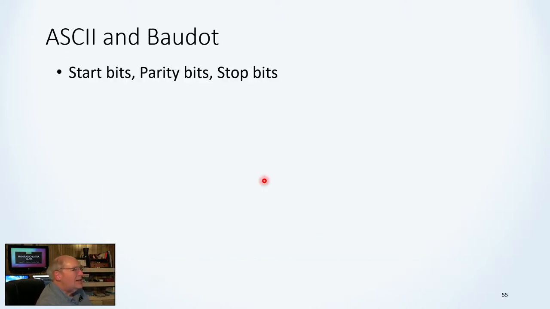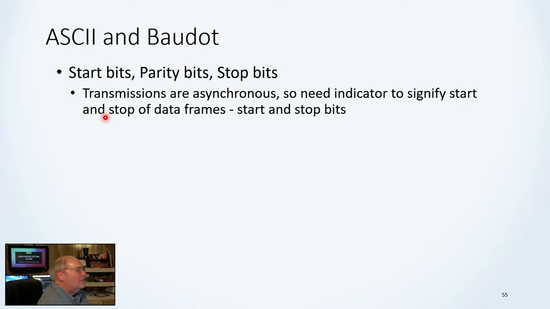A little bit on ASCII at this point, and then we'll probably take a break. So ASCII has got and Baudot, these things are common, well, with one exception here. We've got start bits and stop bits. We don't have any parity bits with Baudot, but we do with ASCII. So transmissions are asynchronous, which means we've got the mark tone going in the case of Baudot continuously, and then we send a start bit to tell the other side to start paying attention to what's coming next and when to stop.